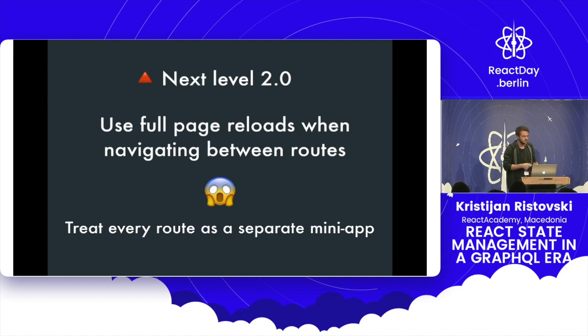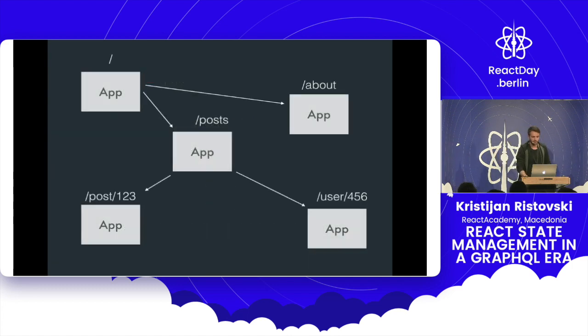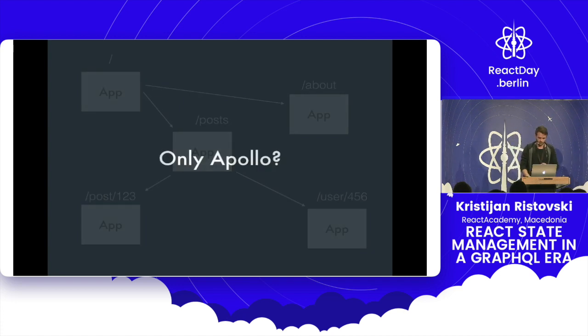So you may want to rethink this, and treat every route as a separate mini app instead of having this huge single page app. So this is what it will look like. All of these routes, like about, post, a single user, would be treated as mini apps. So instead of sharing state between them and so on, they'll be just server-side rendered mini apps. And then we have just a small logic for that piece of the app, and that works.